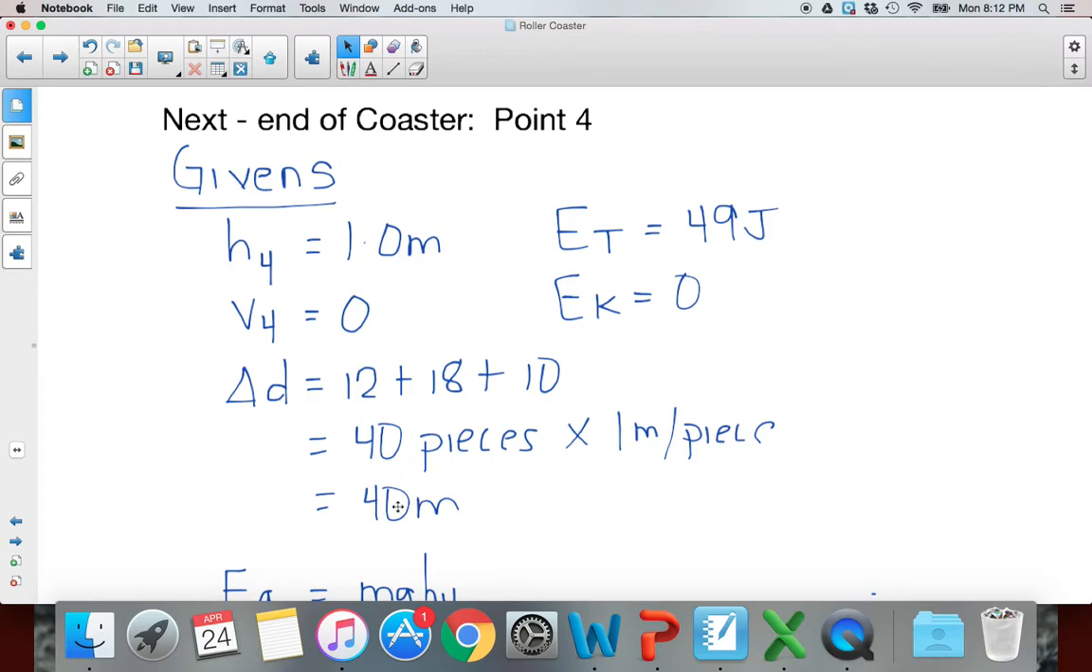So in my example, I've got 40 meters of track where friction counts. Okay, and then there's another so many meters of track, that's the drop that I don't care about for friction. So that's sort of the givens. That's the stuff I know going into point 4. And I need to fill in my bingo card. The other piece you need to know about point 4 is we're going to use point 4 to find the average frictional force for the entire coaster.